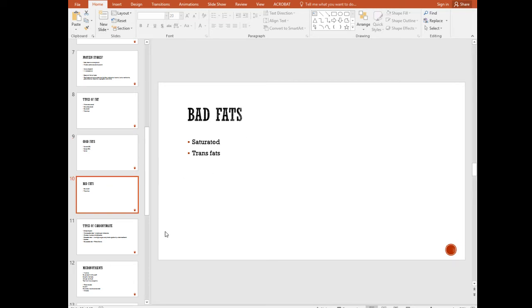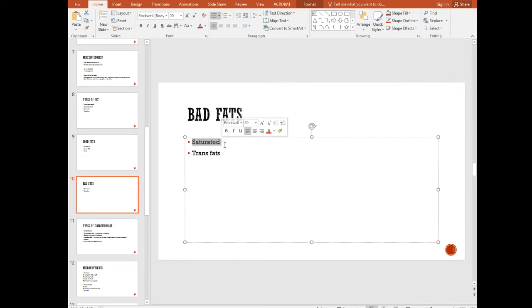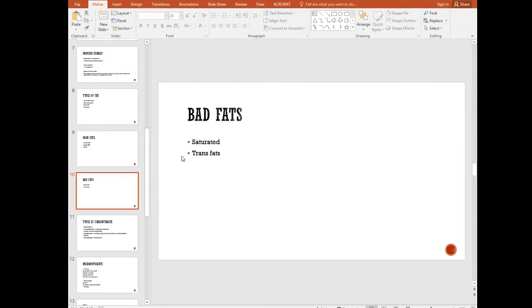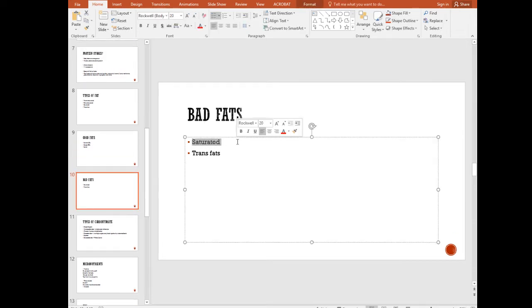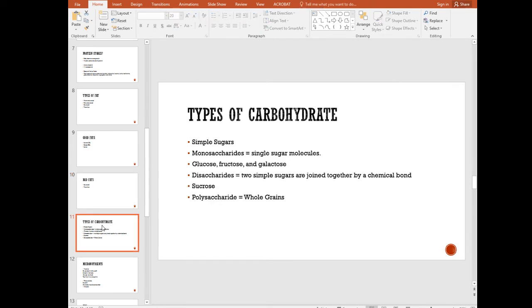And these are our bad fats, saturated. I kind of hesitate to put it under bad fats because we do need some saturated fats. And it's still debated. Let's just leave it at that. Obviously, you don't want large amounts of saturated fat in your diet, but small amounts, research is showing, could be beneficial. Types of carbohydrate, you have simple sugars.